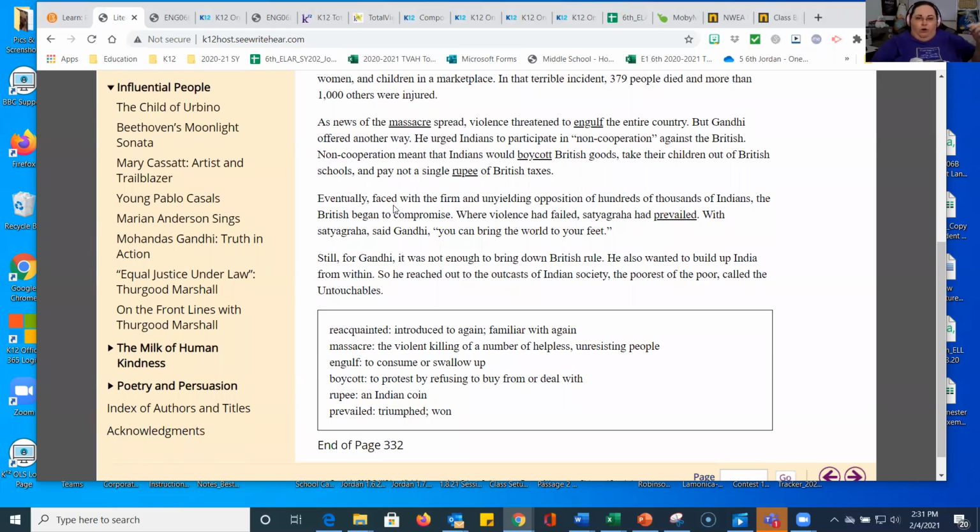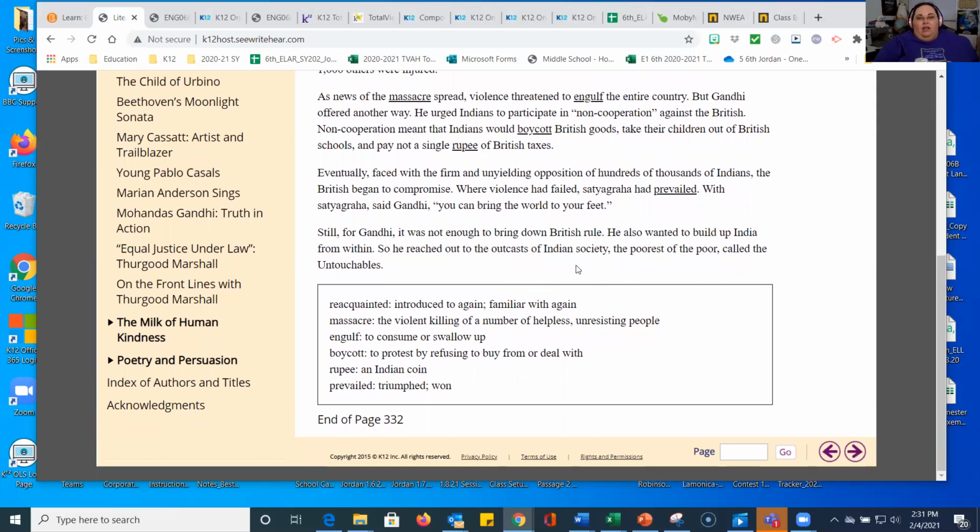Eventually, faced with the firm and unyielding opposition of hundreds of thousands of Indians, the British began to compromise. Where violence had failed, Satyagraha had prevailed. With Satyagraha, said Gandhi, you can bring the world to your feet. Still, for Gandhi, it was not enough to bring down British rule. He also wanted to build up India from within. So he reached out to the outcasts of Indian society, the poorest of the poor, called the untouchables.